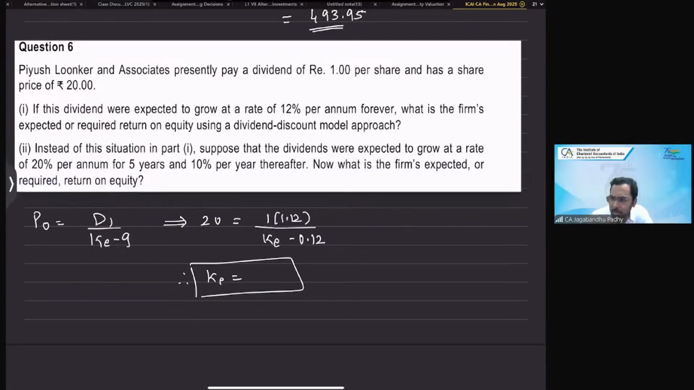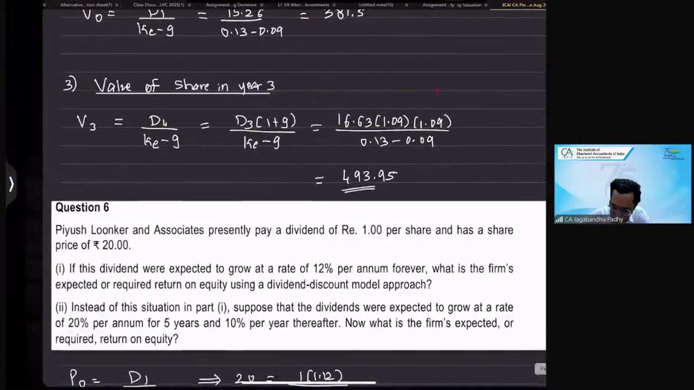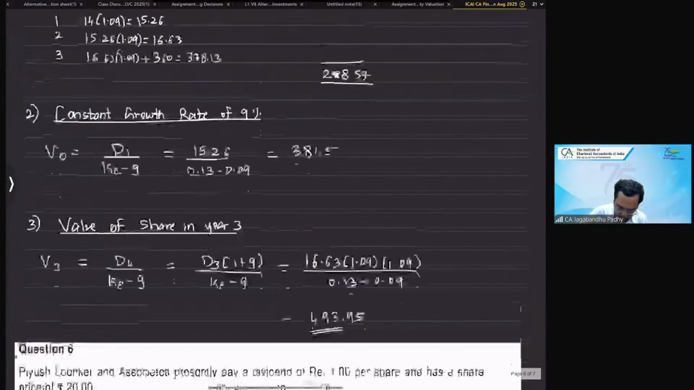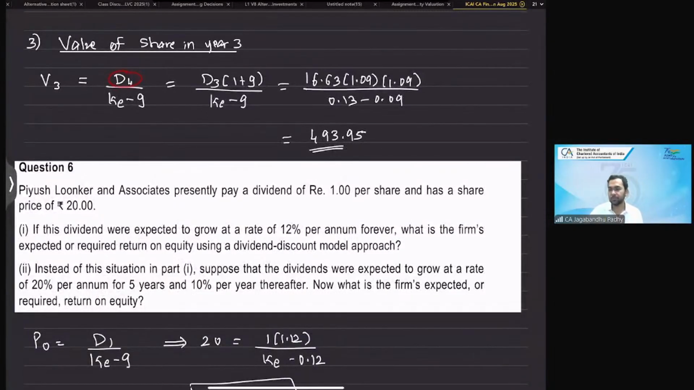Prithviraj is asking, sir, probably we discounted D5 instead of D4. Please clarify. No, it is D4 only, because 16.63 into 1.09 was D3, and then you multiply it with 1.09 to make it D4. Got it, Prithviraj? Because 16.63 was the dividend of year 2, so it needs to be multiplied 2 times with 1.09 to get the D4 value.